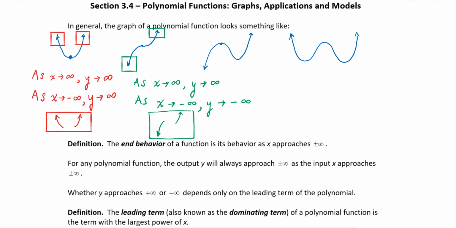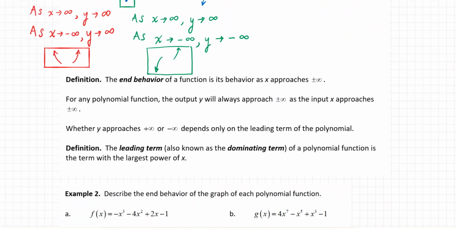Okay, well, we need to figure out which it's going to be based on a given formula of a polynomial. So whether y approaches positive or negative infinity only depends on the leading term of the polynomial. So that's an important observation. Well, what the heck is a leading term? It's the term with the largest power of x.